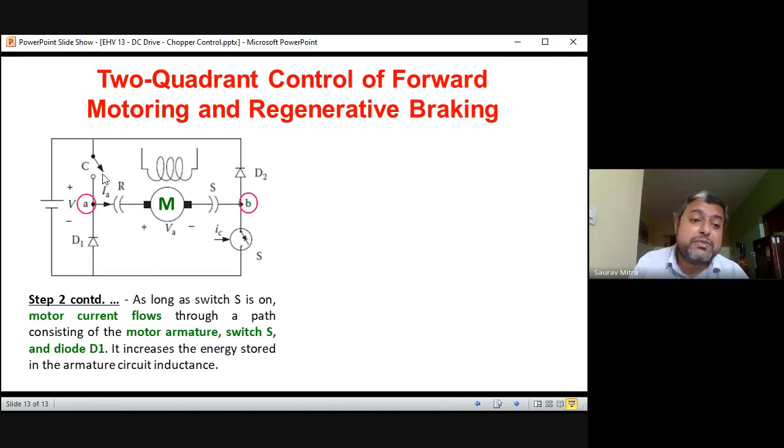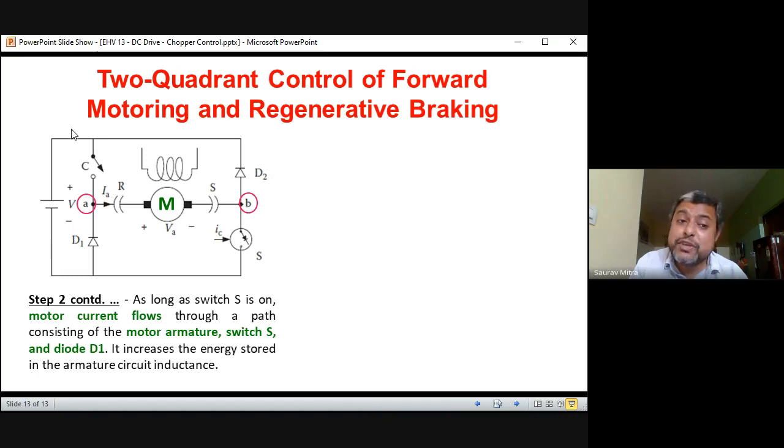So in the first case, what happens? C is opened and S is still connected. In that case, this bottom loop. As long as the switch S is on, C is open but S is on, that means S is connected. As long as S is on, the motor current flows through the path consisting of the motor armature, switch S and diode D1. You can see this diode D1 is bottom positive. So this current will keep on circulating because this point was positive. And what is this diode D1? This is the flywheel diode.